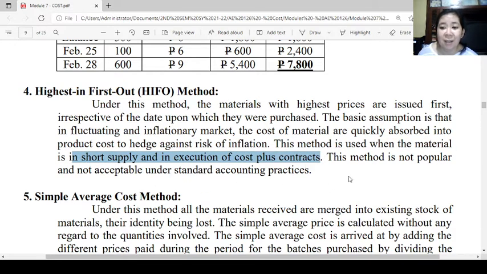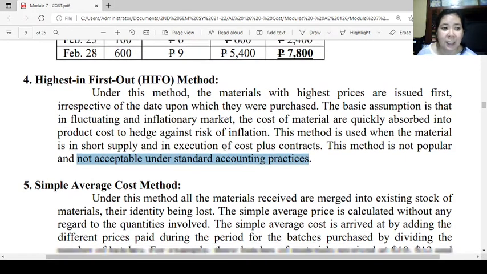So this method is not popular and not acceptable under our accounting standard. Okay, so that's why this is not commonly used. Okay, but I don't know if other entities use it. So the purpose of this is to hedge, meaning to protect the entity against the risk of inflation. So they will absorb the cost of materials into production so that they will sell it at the high selling price at the moment, okay, to hedge against the risk of inflation. But again, this is not acceptable in our accounting practices.